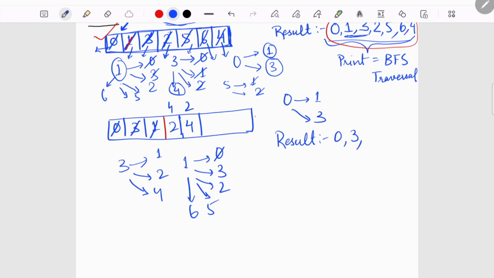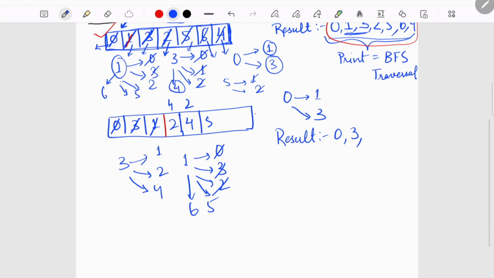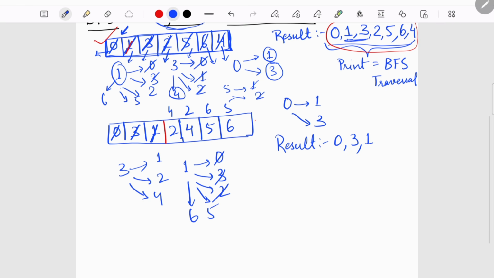Among these, 0 is already visited, 3 is already visited, and 2 is already in the queue. Now I can insert 5 and 6 like this. Again you can see that 5 and 6 could have been 6 and 5, so the BFS traversal order would have changed here. Since we have visited 1 and inserted the adjacent nodes, we put 1 in the result section and 1 also comes out of the queue.